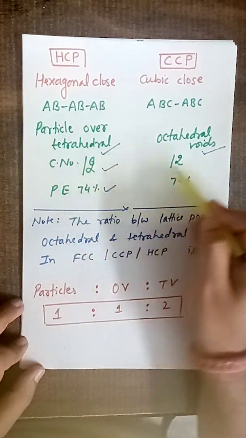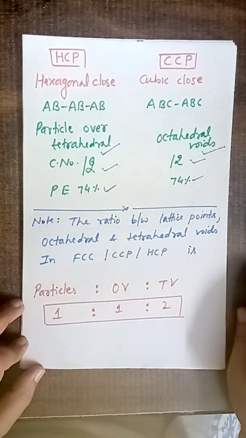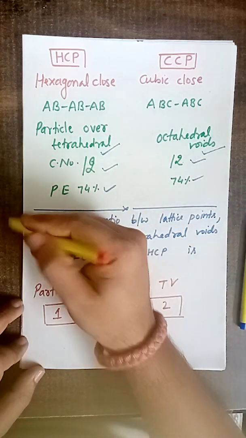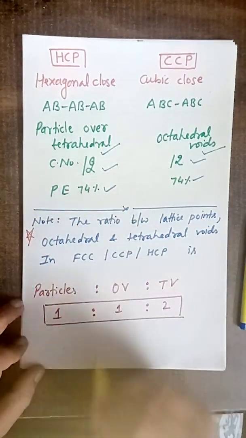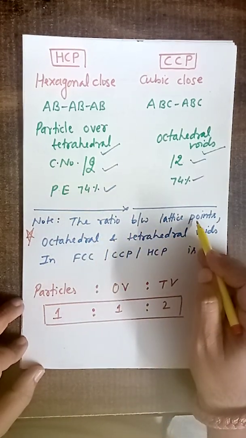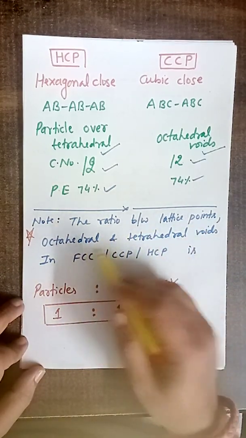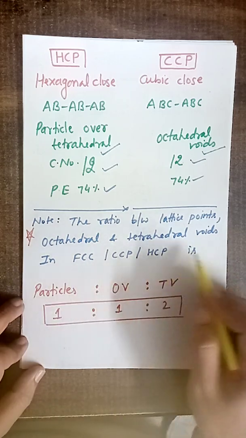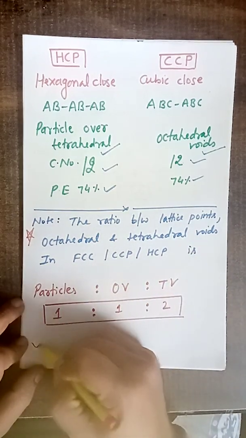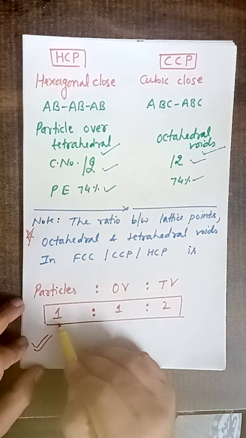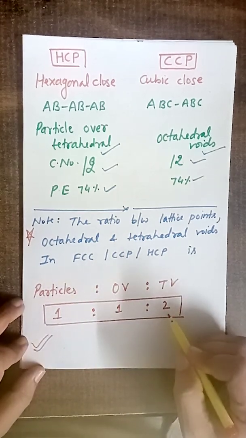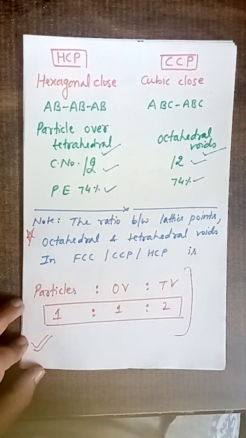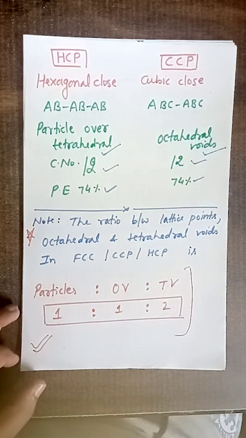Coordination number and packing efficiency is same for both type of pattern. Now this is most important as far as numerical concerned. The ratio between lattice point, octahedral void and tetrahedral void in FCC, CCP or HCP is... So you have to remember this ratio between number of particles, octahedral void and tetrahedral void. It is 1:1:2. This is most important for us as per examination point of view.